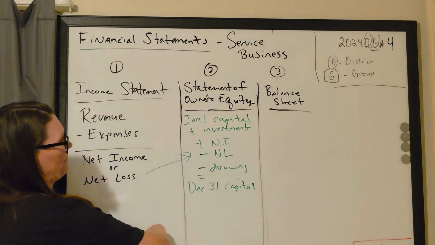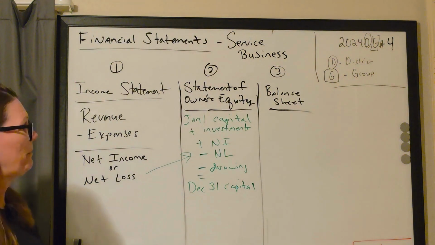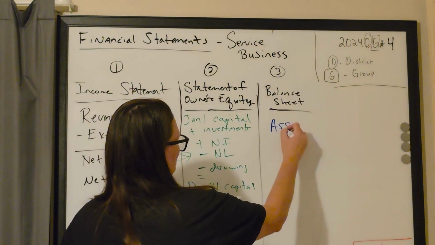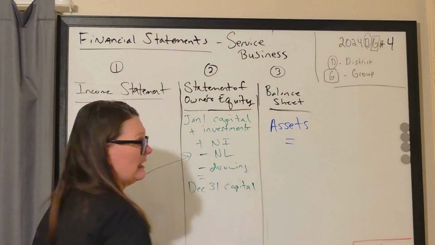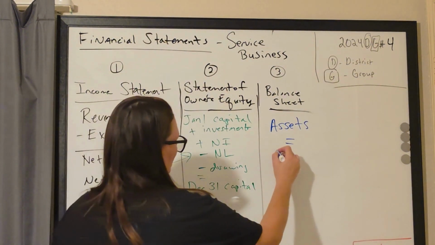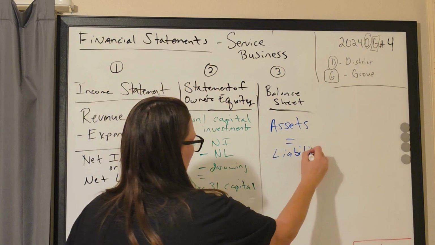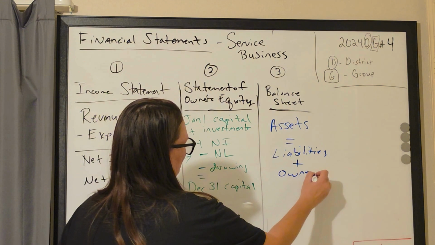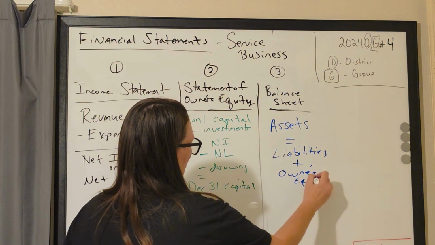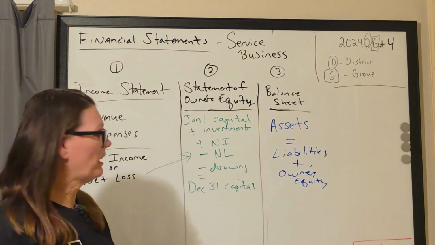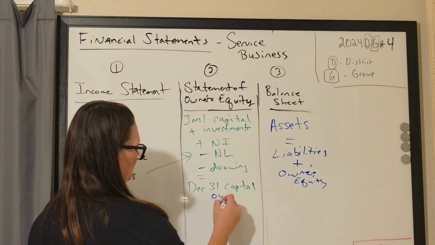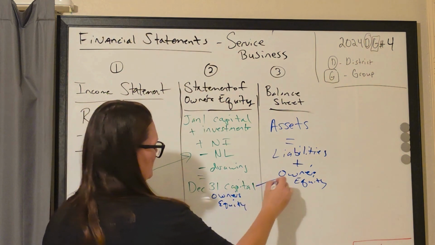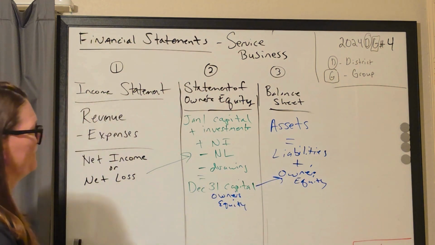Now, let's talk about the balance sheet. The balance sheet is the accounting equation. You've got assets equals liabilities plus owner's equity. And that owner's equity is your capital, what we calculated earlier. So this will be the same answer.